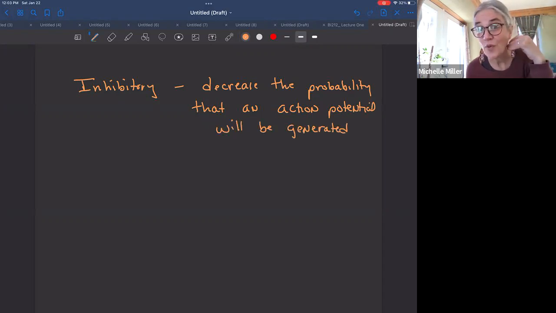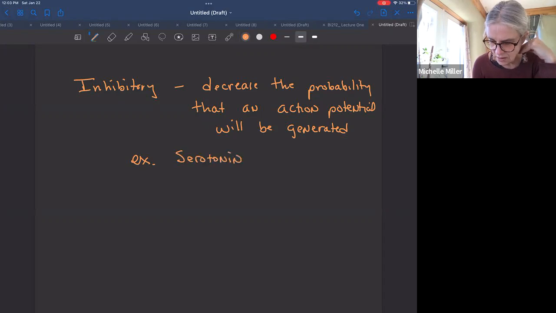What is an example of one that you might have heard of? An example would be serotonin. So serotonin actually tends to calm the nervous system, and it is used for depression related to anxiety. It makes you less anxious, so you feel like you are able to do more things. So serotonin is an important inhibitory neurotransmitter in the brain.